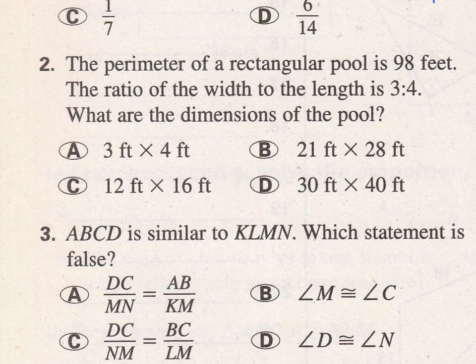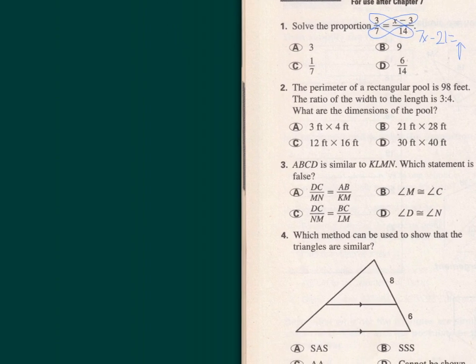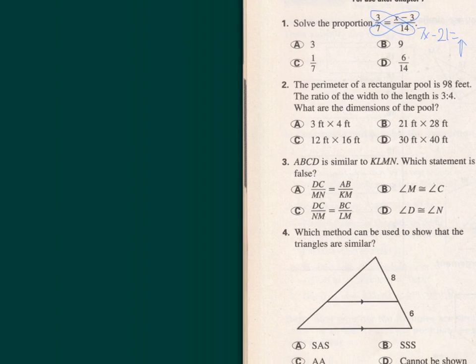Number 2, it says the perimeter of a rectangular pool is 98 feet. The ratio of the width to the length is 3 to 4. What are the dimensions of the pool? Well, this is pretty simple here, folks, in that I can't do this unless I draw a picture. Okay, so let's do that, just to guide you.